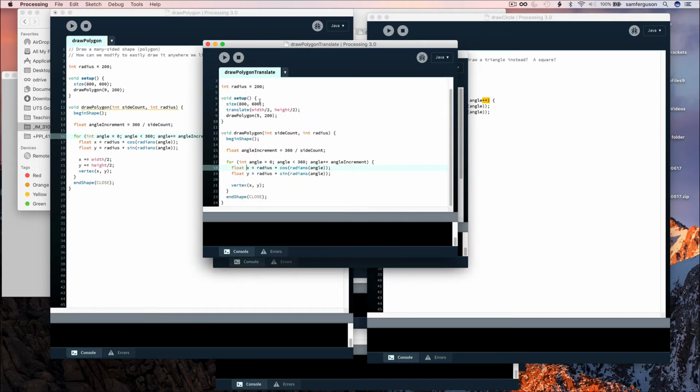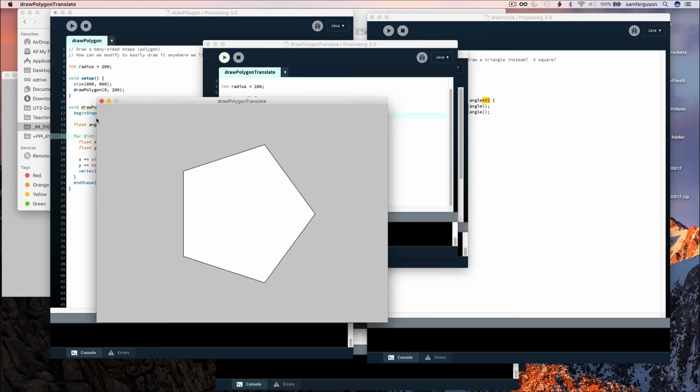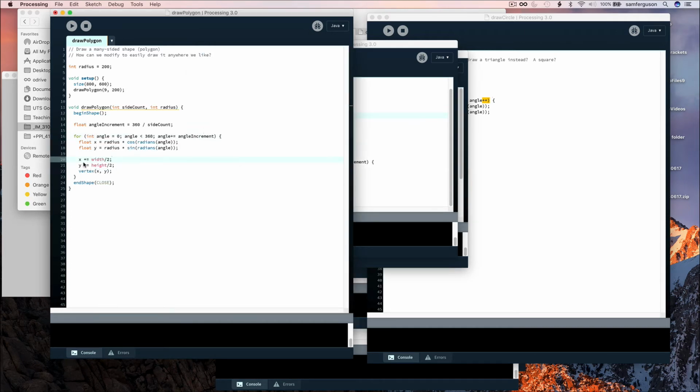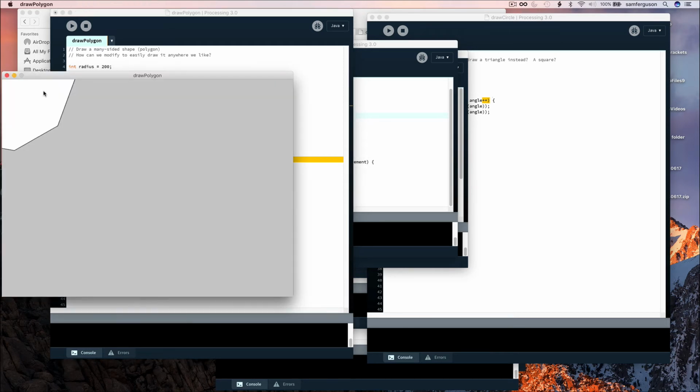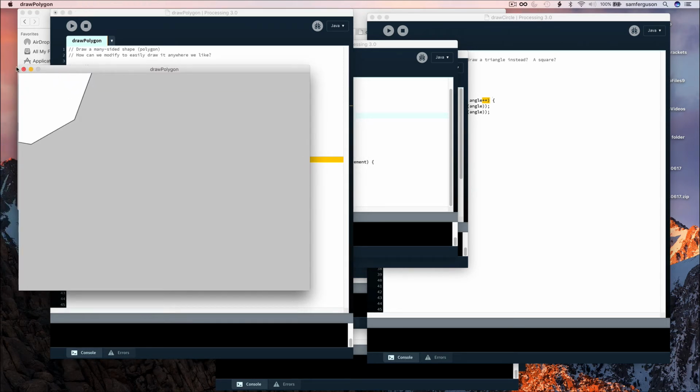So there's draw polygon translate. So here we're going to translate width divided by 2 and height divided by 2. And so if we look at this, we're going to get the same outcome. But notice here we had to add width divided by 2 and height divided by 2 to make it go in the middle. And if we left these out, I can just comment them out, what happens? It'll go up in the top left-hand corner there, around the origin.